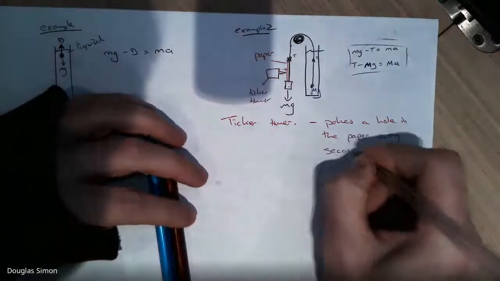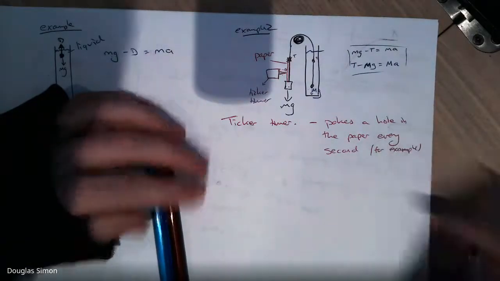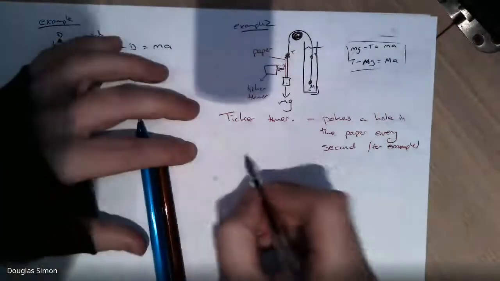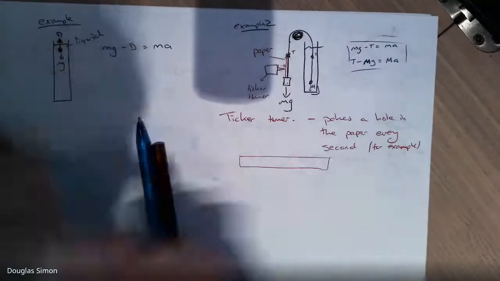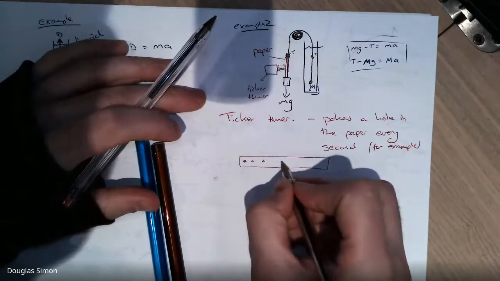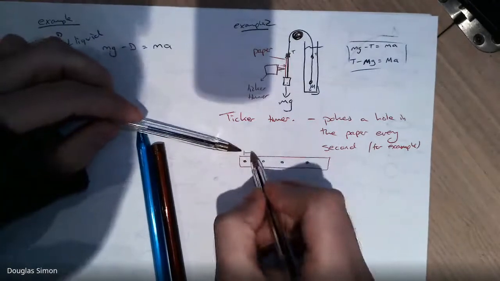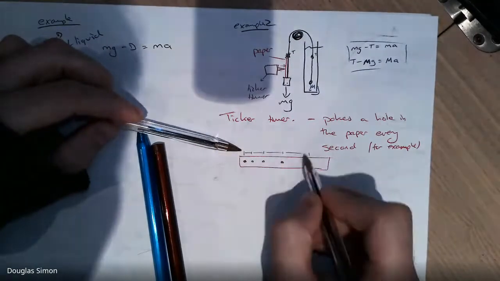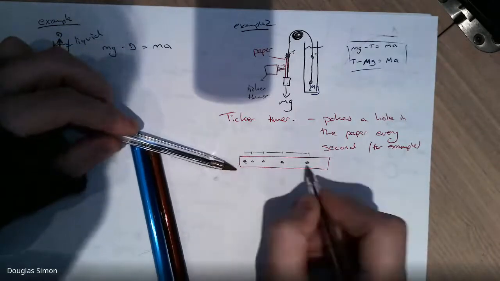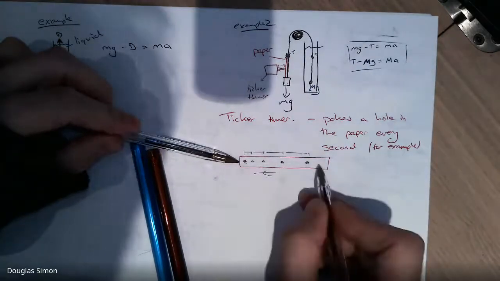Every second, for example. It might be every half second, it might be every quarter of a second. So what does this do? You end up with a piece of paper that looks like this with some holes in. Obviously the distance between them increases, but the times that these holes were made are at fixed intervals. So what can you tell about this object? If the ticker timer was moving this way, you can tell that the object is accelerating.